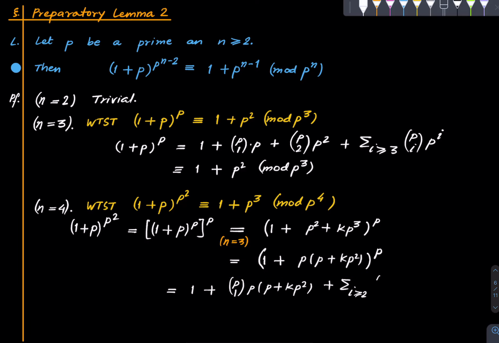The rest of the terms mean this: p choose i times p square plus k p cube, to the power i.